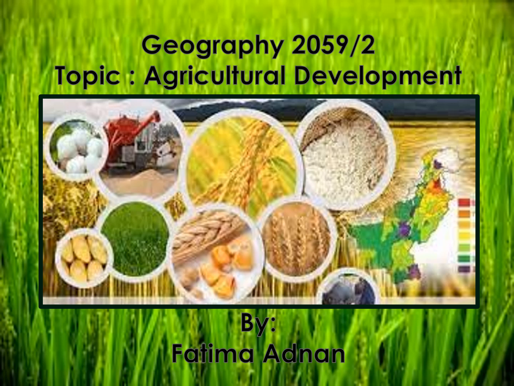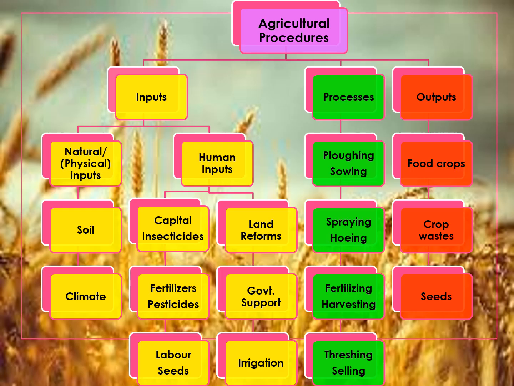First of all, let me show you the agricultural procedures. Agriculture procedures, it's a systematic way, and it includes inputs, processes and outputs. First of all, let's see the inputs. First input is the natural input and the other one is the human inputs.